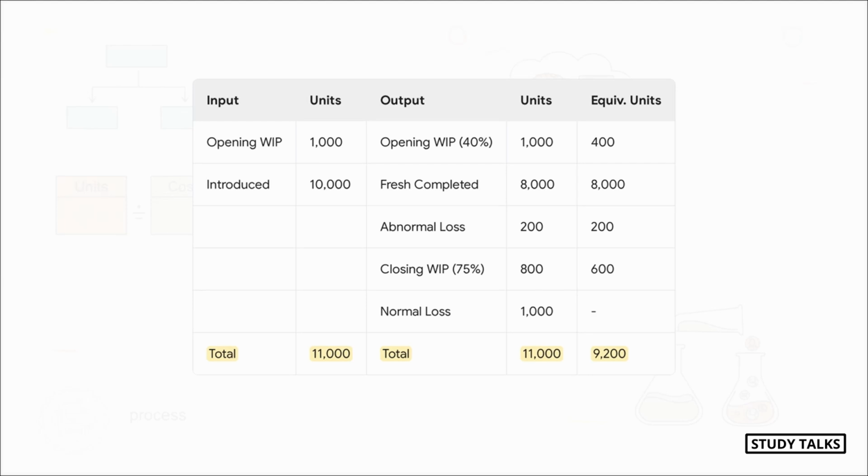Right, let's really zoom in on this table, because this is a major danger zone where marks are lost. Look at that first output line, opening WIP completed. Under FIFO, the rule is you only count the work you did this period. So if those 1,000 units were already 60% done from last month, how much work did we do this month to finish them? Well, we did the other 40%. So the equivalent units of work done this month is 1,000 times 40%, which is 400. That is the critical distinction for the FIFO method.